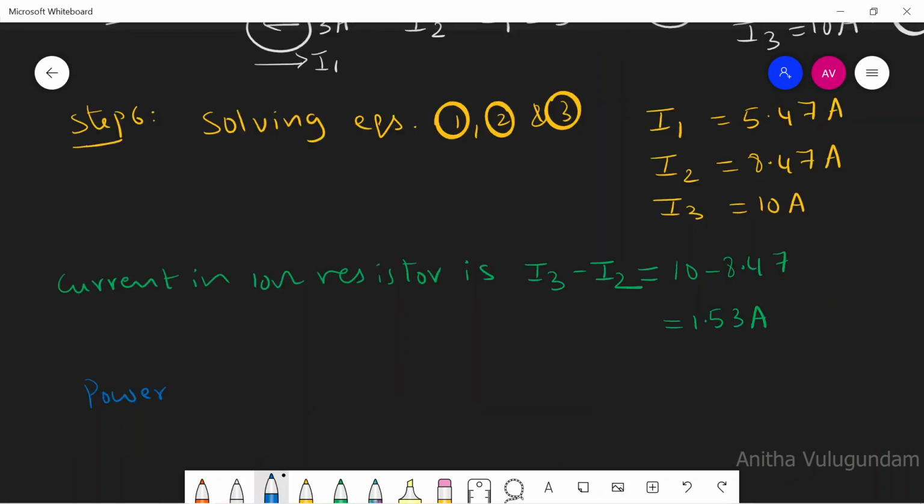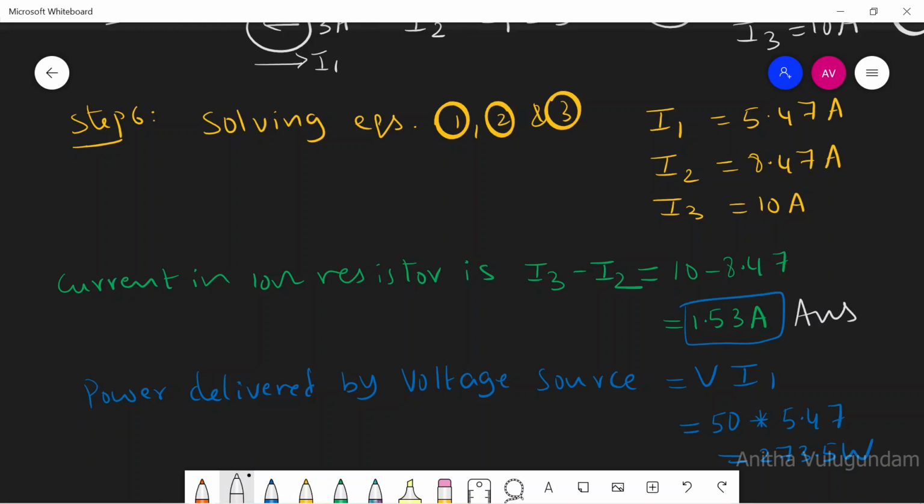Power delivered by the voltage source is equal to V into I1. We are taking the 50 volt voltage source into I1, which is 5.47. In the question we are asked to find the power delivered by the 50 volts voltage source, which is equal to 273.5 watts. These are the final answers.